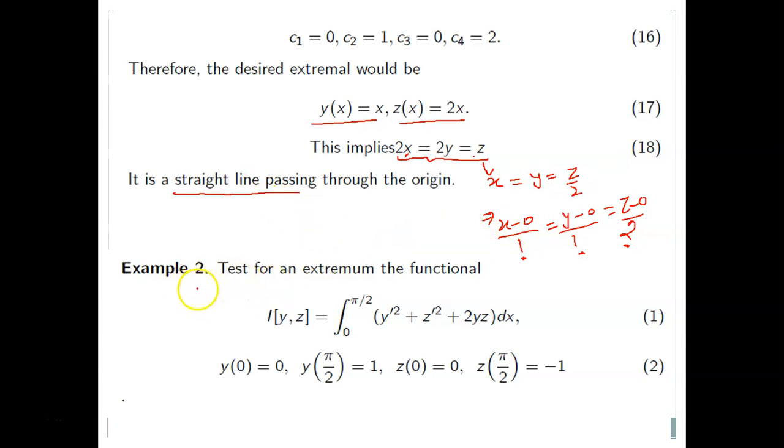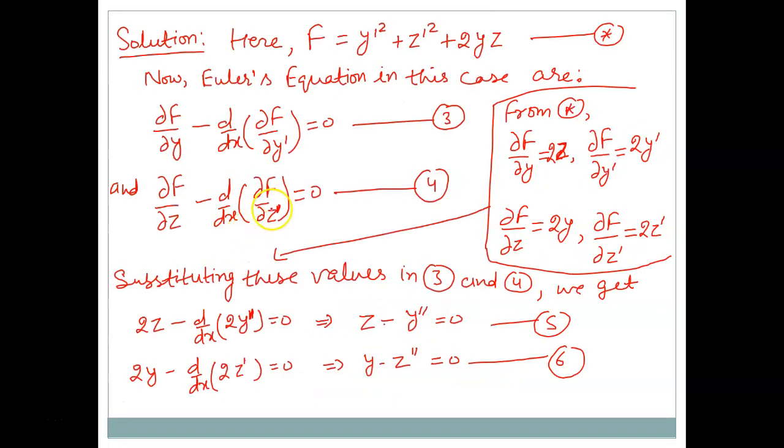Now similarly, we can solve example 2. Here again the functional depends on two functions y and z and their first order derivatives, and the boundary conditions are given like this. Here f is this. Now the Euler equations are these. We find the values of curly f over curly y dash, this and this. We substitute these values, so we get equations like this. The first reduces to this form and the second reduces to this form.